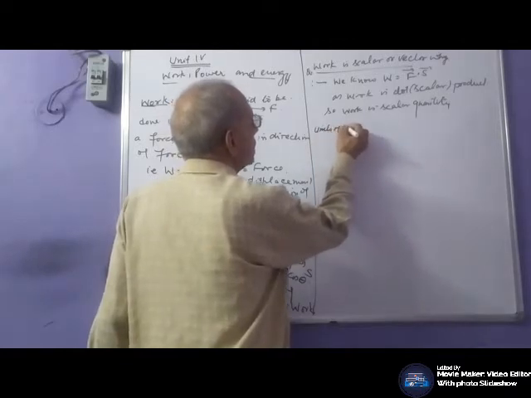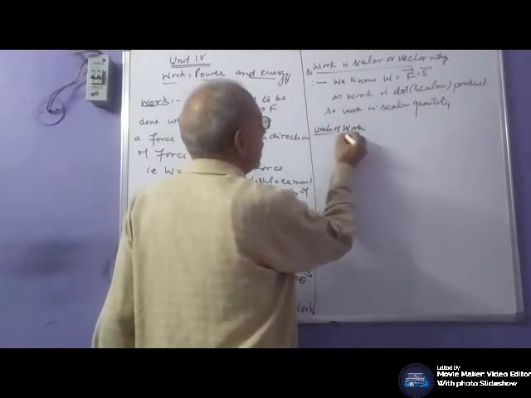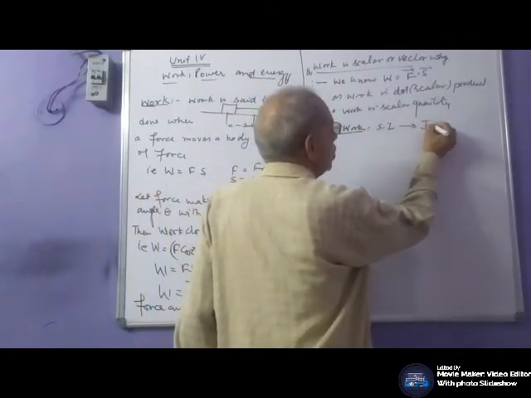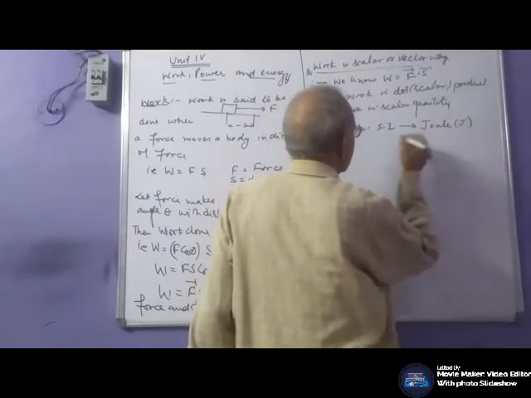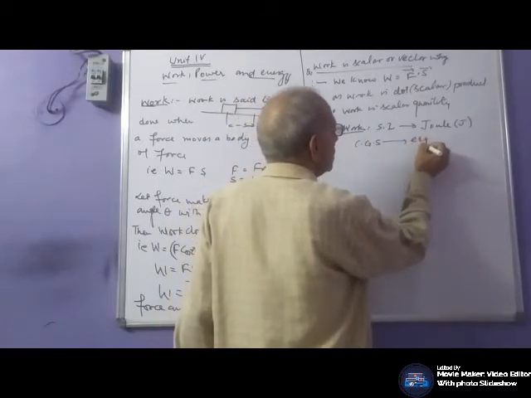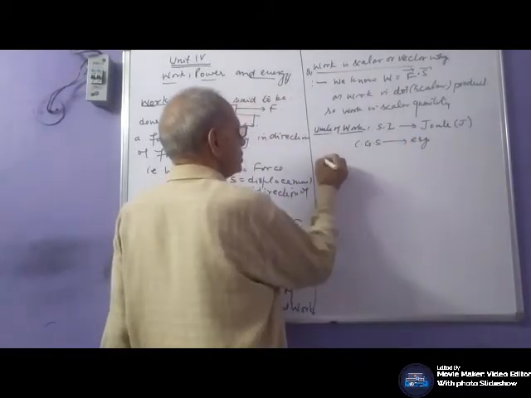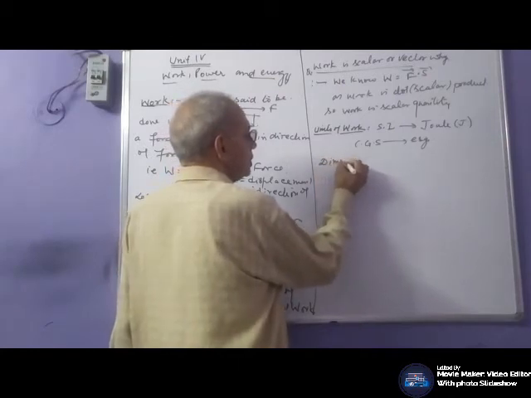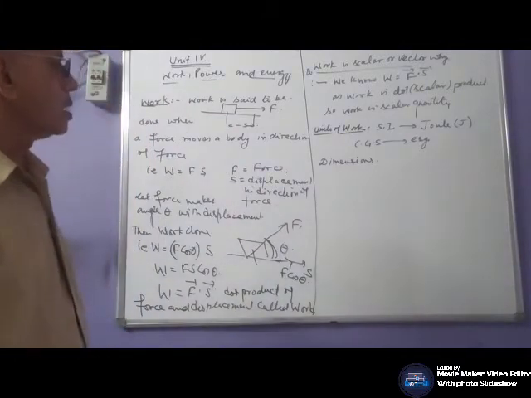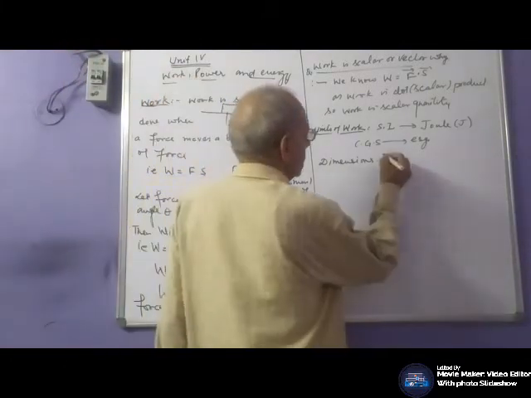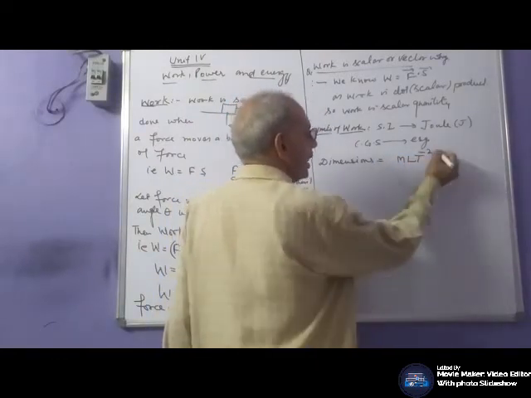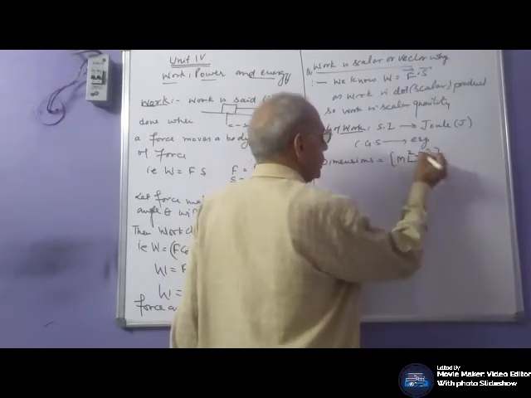Units of work. Absolute units. SI unit, joule. CGS, erg. Dimensions. Work is Fs. This is what? F is force, S is displacement. These are the dimensions.